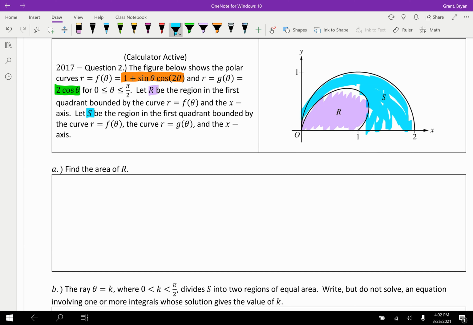Oh, they've easily slow pitched it to us. I love that. I should probably look at what these two equations are here. They told us that r equals 2 cosine of theta. I'm going to start with that because I know that graph.